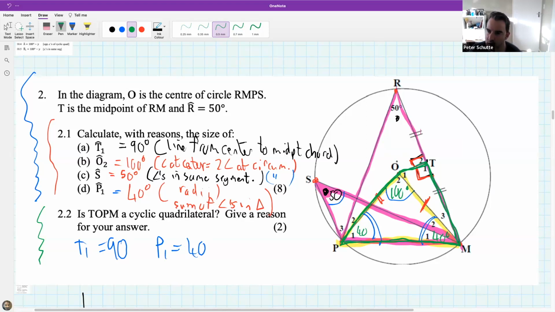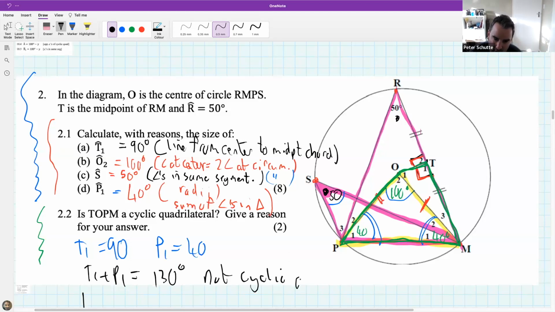Why do we know? Okay, because they're not exactly. So T1 plus P1 equal 130. So not cyclic quad as opposite angles not equal 180. So if something was a cyclic quad, the opposite angles would add to 180. Because these add to 130, it can't be a cyclic quad.